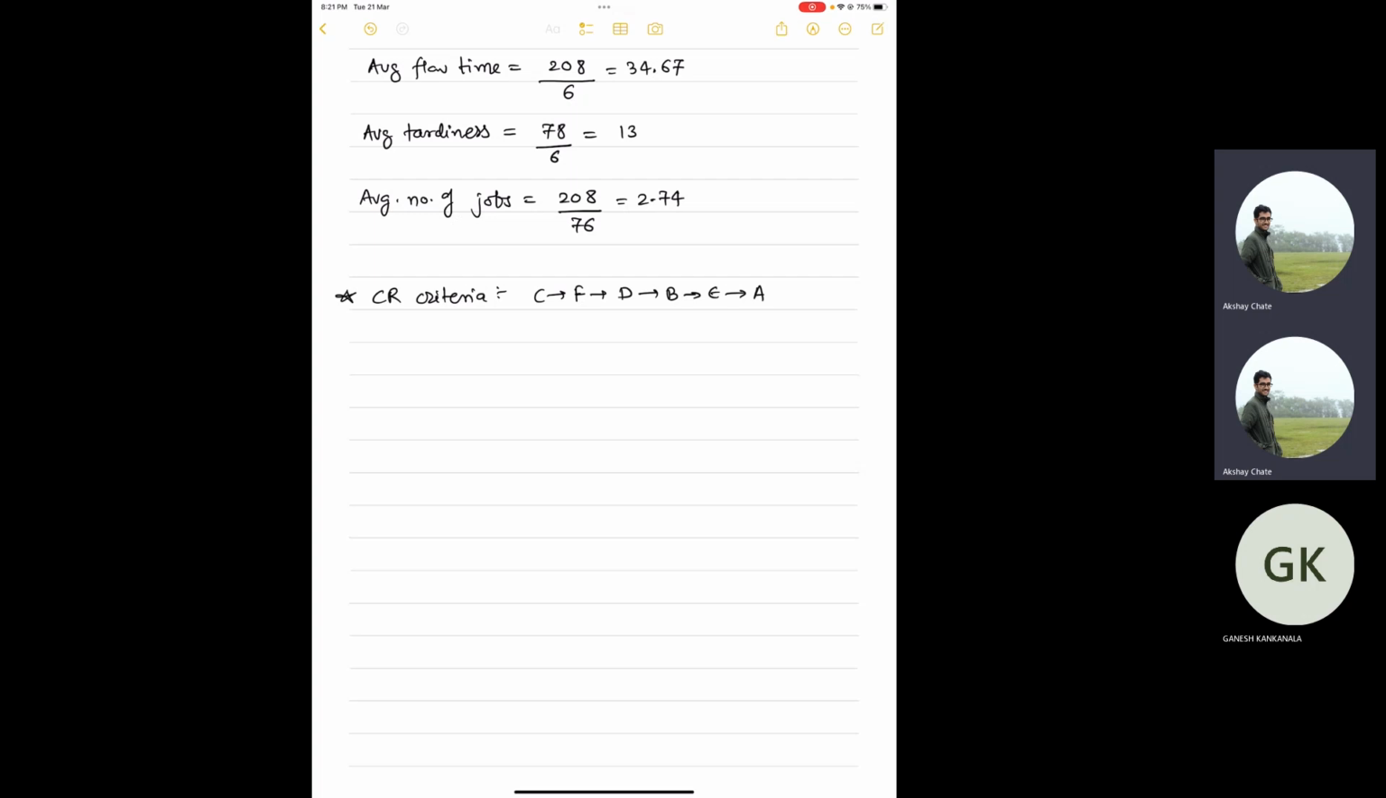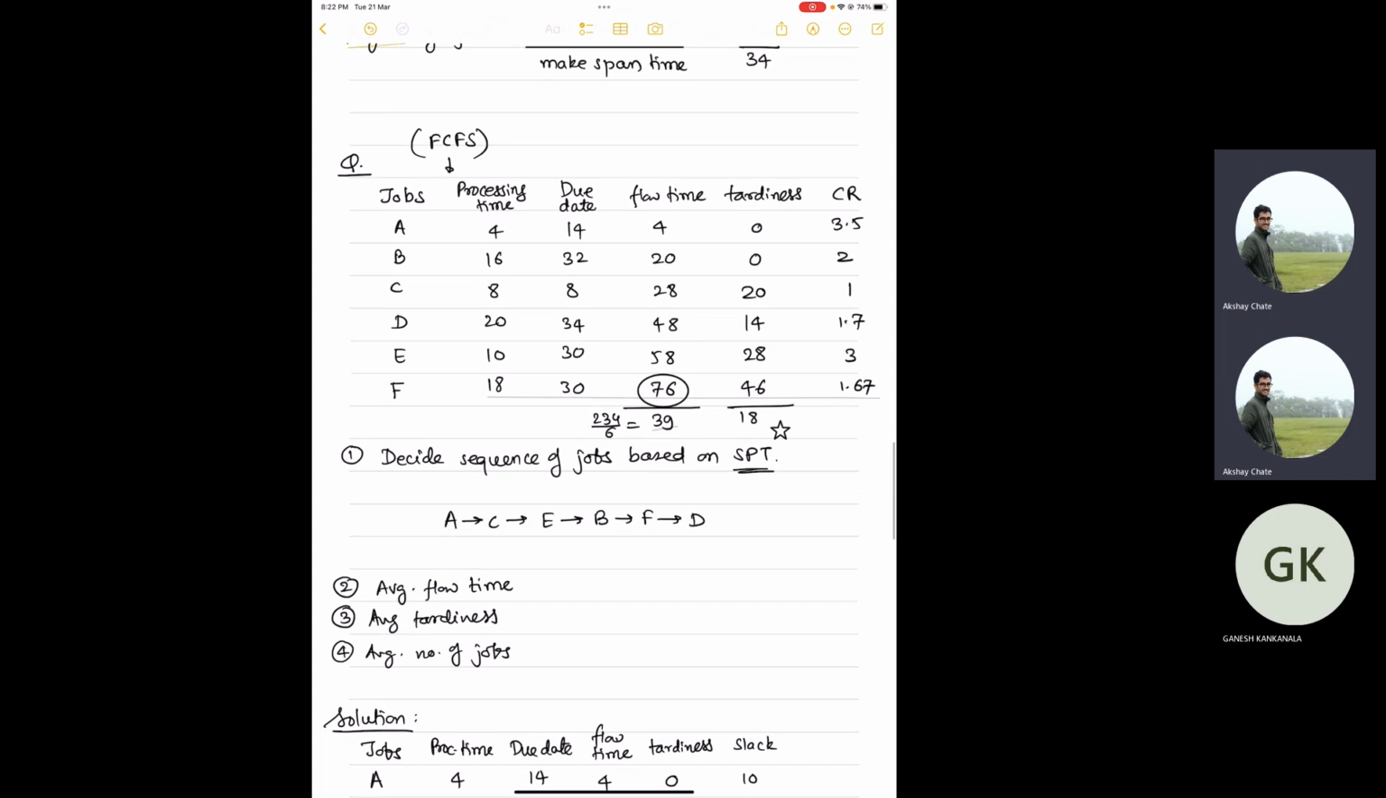Okay. So jobs C, F, D, B, E, A. Then processing time, then due date, flow time. When we are using CR, we'll just write it: 1.67, 1.7, 2, 3, 3.5. Am I right? Yes.